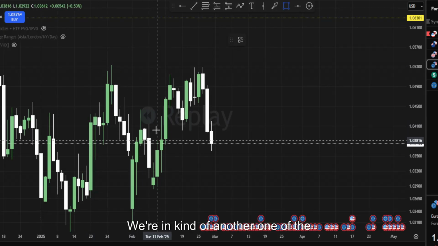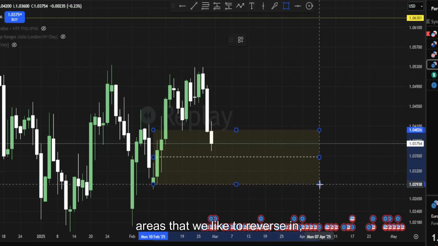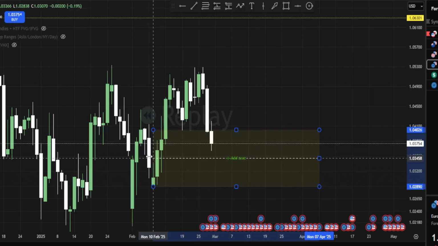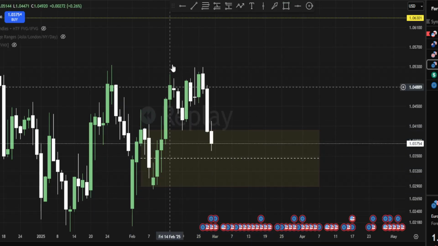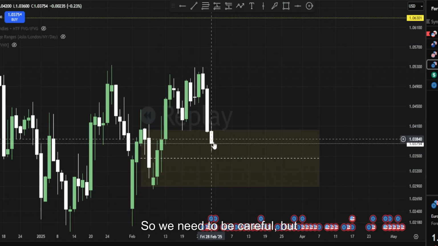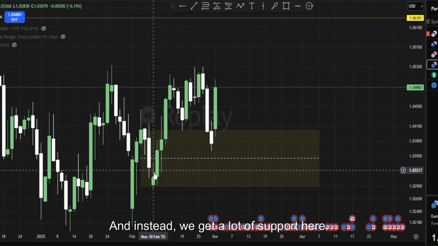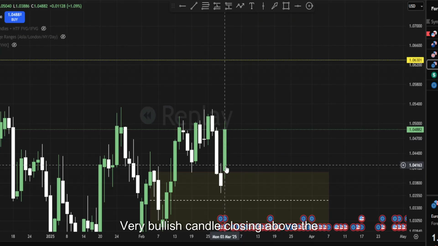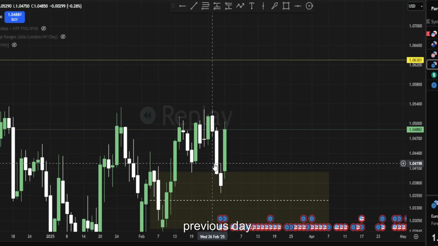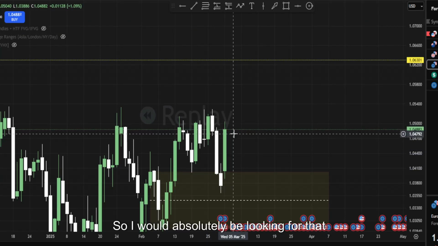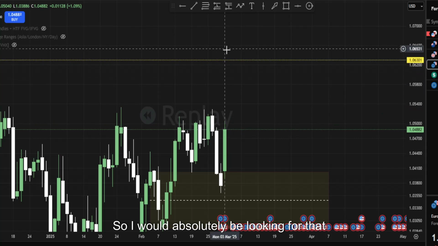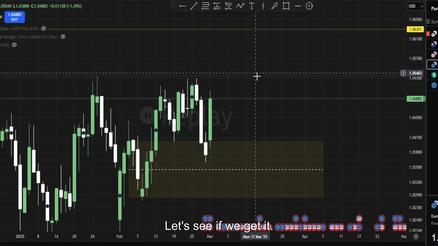We're in another one of the areas that we like to reverse in, as seen here. So we need to be careful, but bearish, see what happens. Instead, we get a lot of support here. Very bullish candle closing above the previous day. So I would absolutely be looking for that final push through. Let's see if we get it.